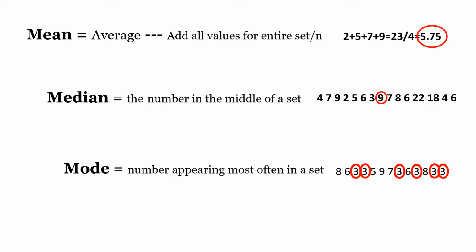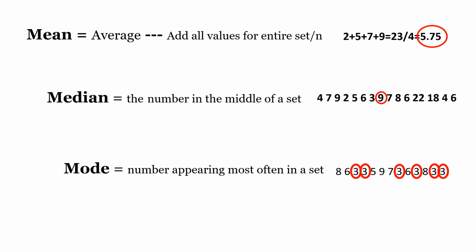The mean is simply another term for average, and nearly everyone knows that the average is calculated by adding all the numbers in a set and then dividing that sum by the number of items in the set. The median identifies the number falling in the exact middle of a set. In this example, 9. That means there are an equal number of values to the right and left of the median. The mode is the number appearing most often in a set of numbers.